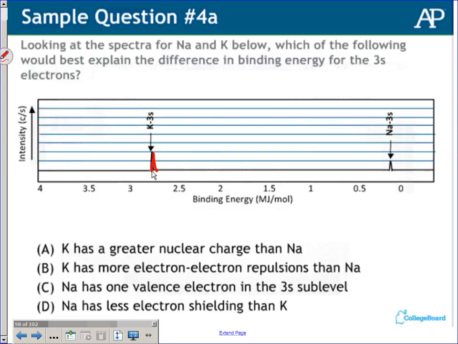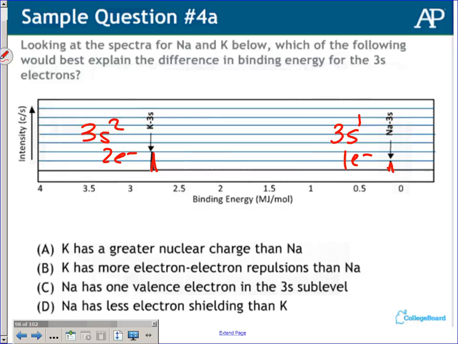Hold on, pause. Guys, what does the intensity peak represent? Number of electrons, right? So this has 2 electrons in its 3s peak. That makes sense because it's 3s2, which is what potassium has, so it's filled up. And sodium only has a teeny tiny peak, meaning half of that in size. So that's got 1 electron in it, because sodium has a 3s1 configuration. So intensity means electron count.